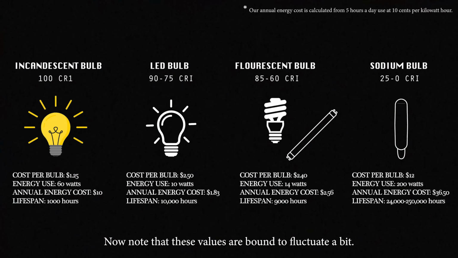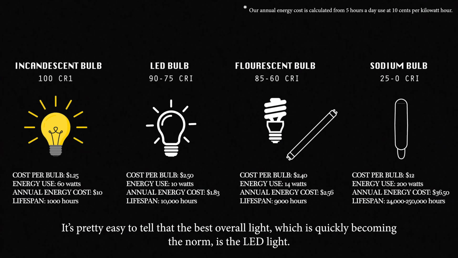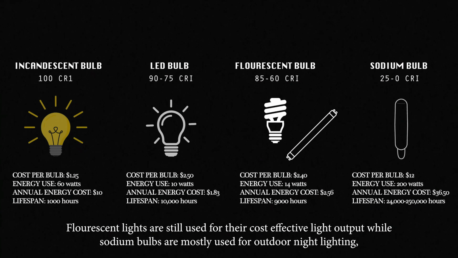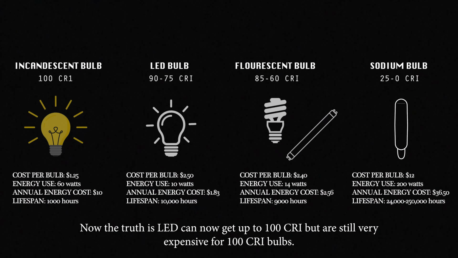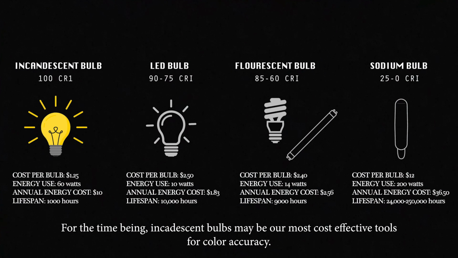Now, note that these values are bound to fluctuate a bit. It's pretty easy to tell that the best overall light, which is quickly becoming the norm, is the LED light. Fluorescent lights are still used for their cost-effective, high light output, while sodium bulbs are mostly used for outdoor night lighting, like a street lamp. However, sodium bulbs are not the most eco-conscious, and slowly being replaced by LED bulbs as well. Now the truth is LED can now get up to 100 CRI, but are still very expensive for 100 CRI bulbs. For the time being, incandescent bulbs may be our most cost-effective tools for color accuracy.